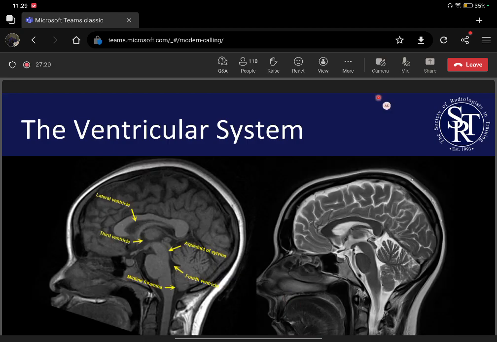So here we have these two sagittal MRI images. On the left, this is a T1 sequence. Fat is bright and fluid is dark. On the right, we have a T2 sequence. Fat and fluid are bright, so we can see our CSF as white. We'll have a look again at these structures. We have the lateral ventricle here, coming around to the third ventricle through the foramen of Monro. This passes through here, the aqueduct of Sylvius or cerebral aqueduct, into the fourth ventricle.